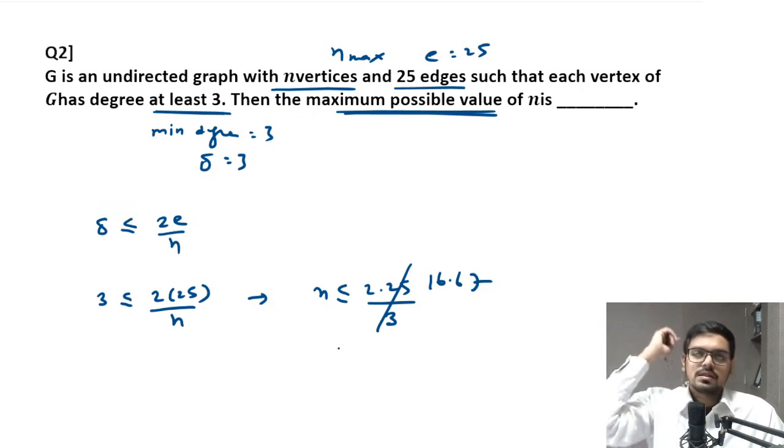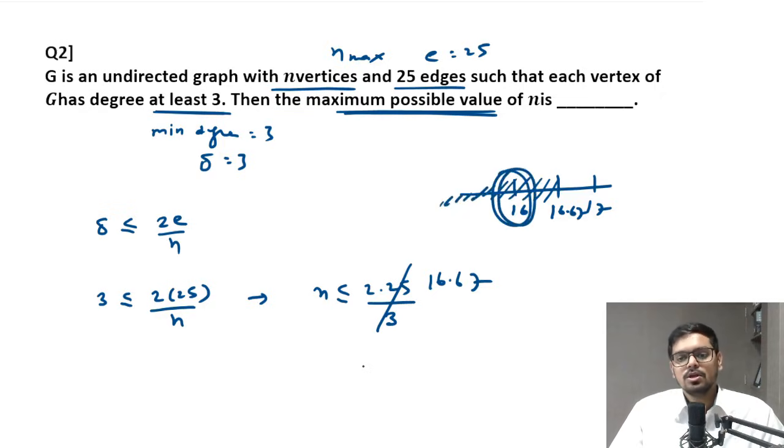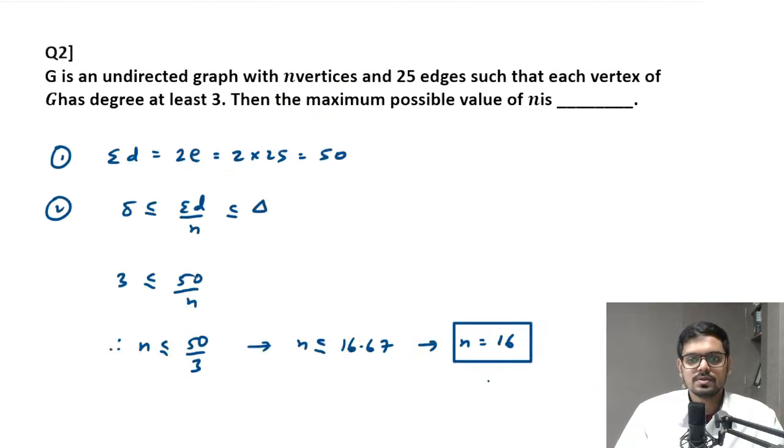Which is the closest integer? 16 is the closest integer, right? See, this is 16, this is 17, and this is 16.67. So if n is less than or equal to 16.67, the maximum possible integer is 16. So that is the answer. I am giving you a very step-by-step explanation so that even if diploma students are watching, they should not have any issue. Therefore, I am giving you a very step-by-step solution. 16 is the answer. I hope this part is pretty much clear.